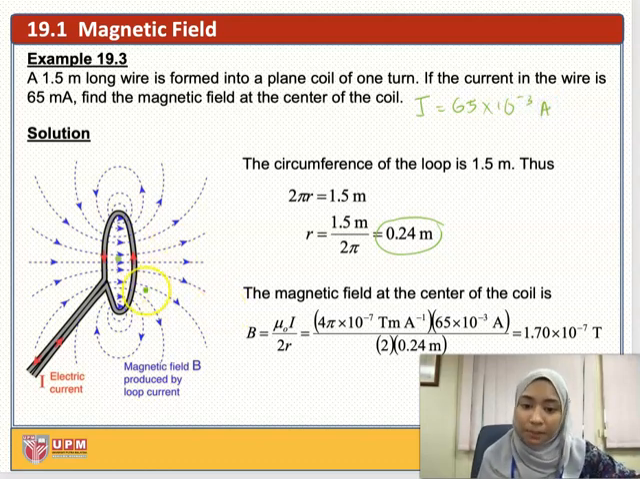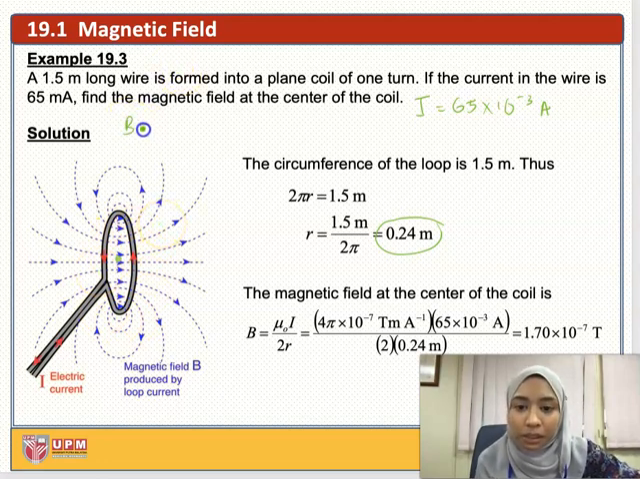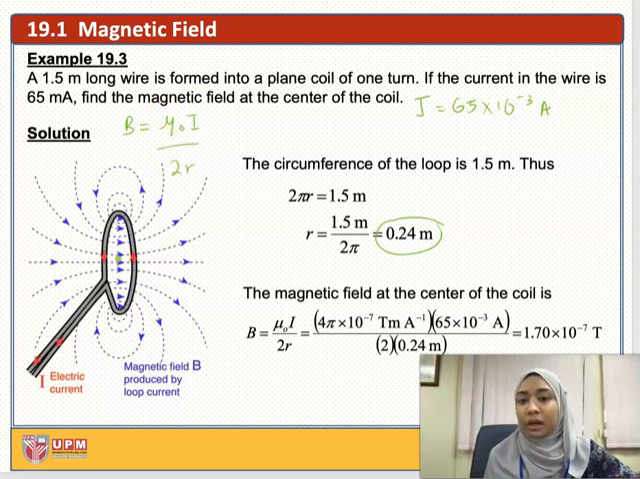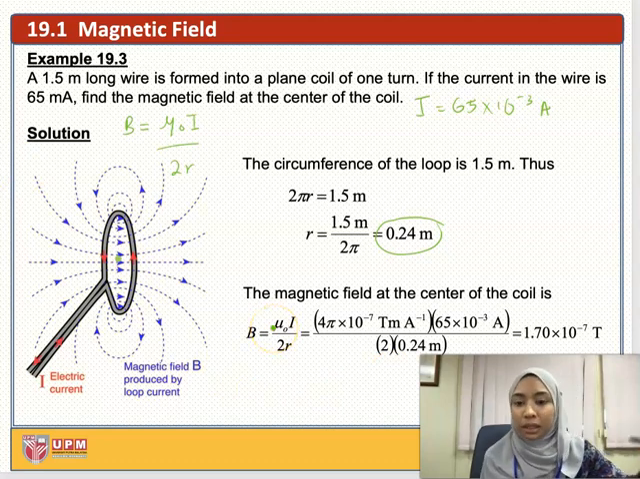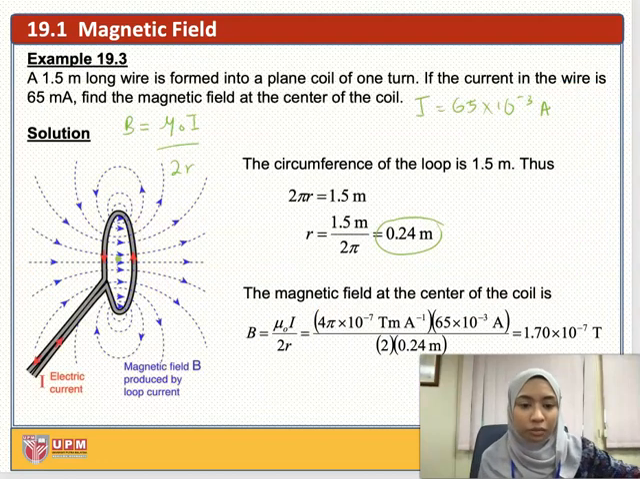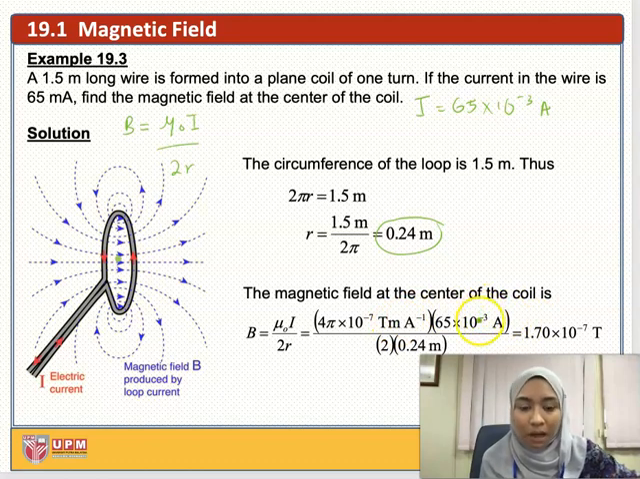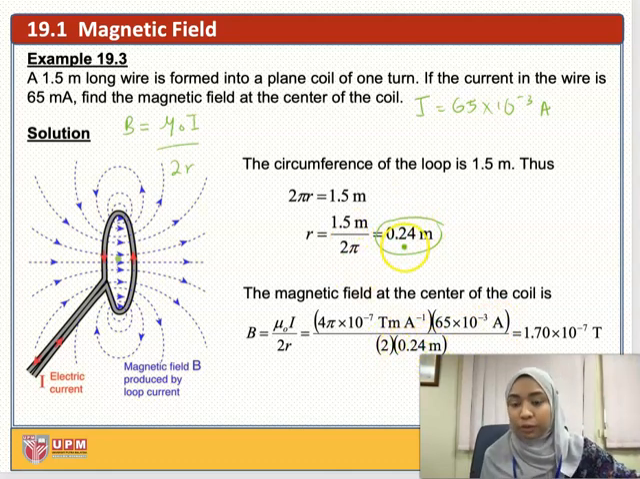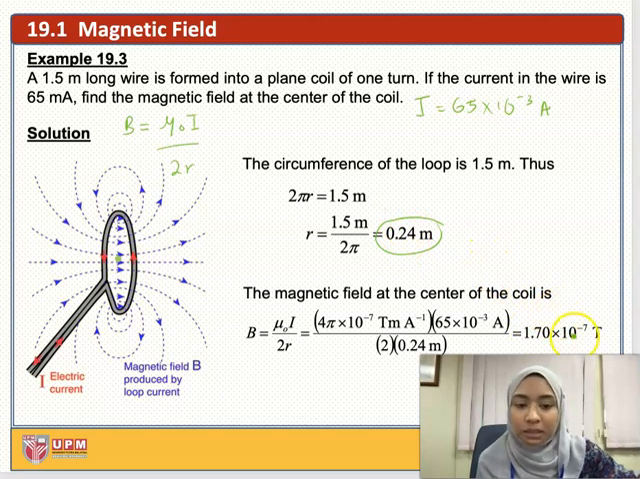For this type of structure, we know that the equation is B equals mu naught I over 2R. It's not 2 pi R, that is for a straight wire, it's 2R. So using this equation, mu naught is 4 pi times 10 to the minus 7, your I is 65 times 10 to the minus 3, and then your 2, and then 0.24, which is your radius of the coil. So you will get the B as equal to 1.7 times 10 to the minus 7 Tesla.